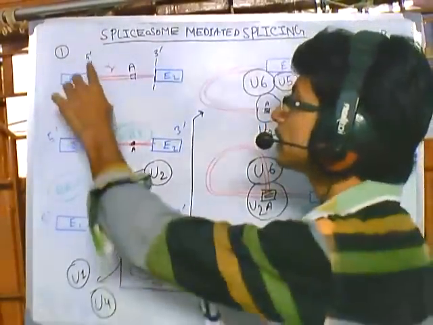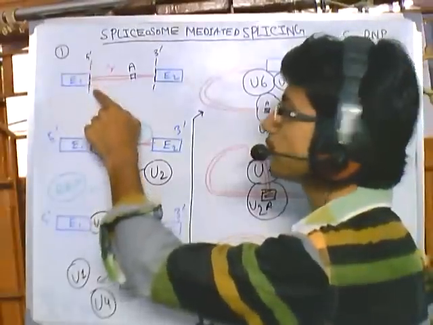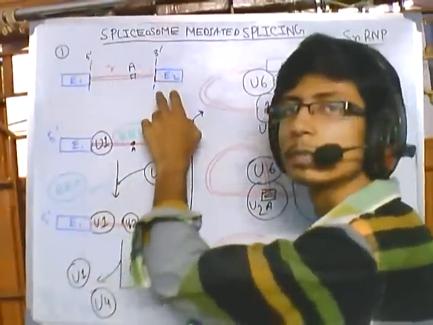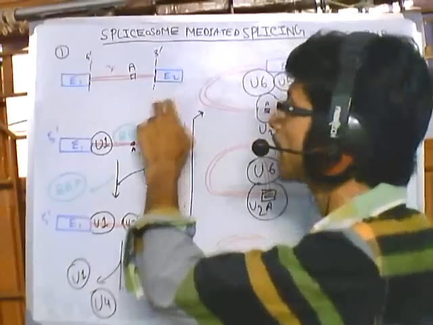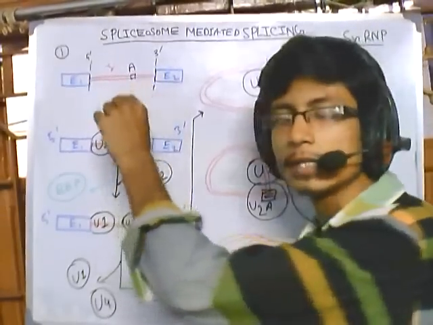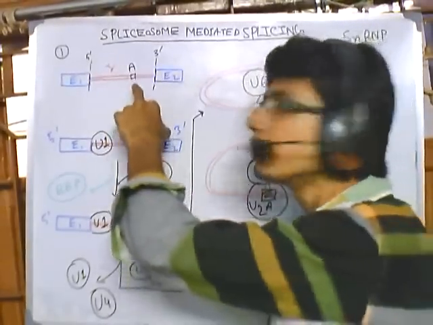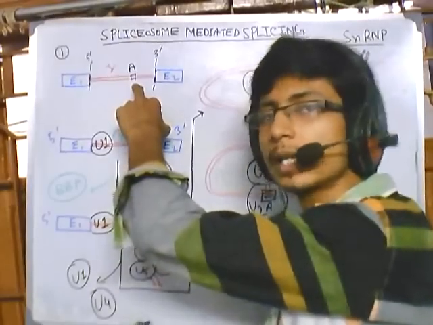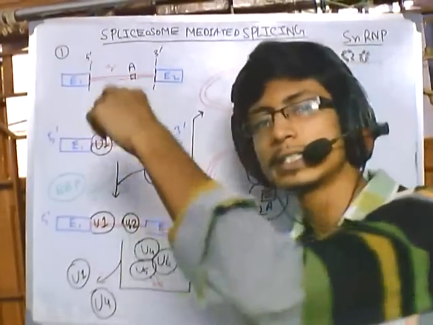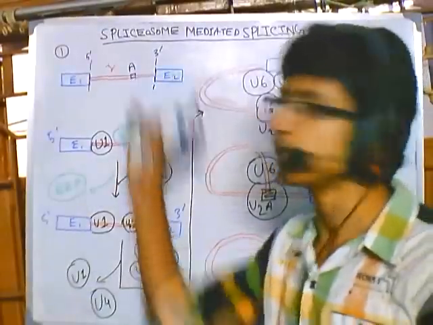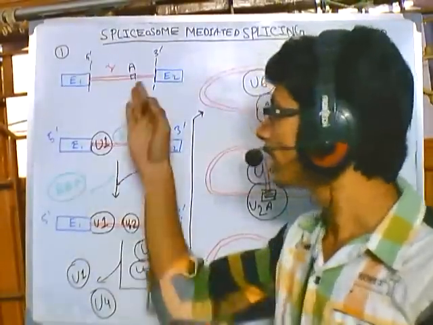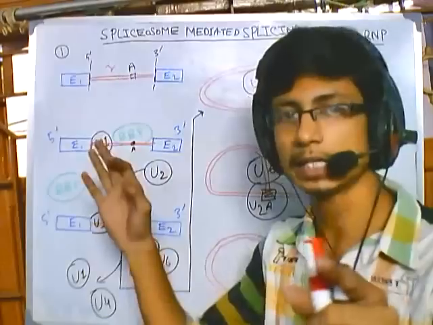So here this dot represents the 5' splicing signal, and this dot represents the 3' splicing signal. Now in between the introns we have what is called the branch point. Again, in this case, at the branch point there is a specific residue, adenine. Now the hydroxyl of the adenine can initiate the reaction.